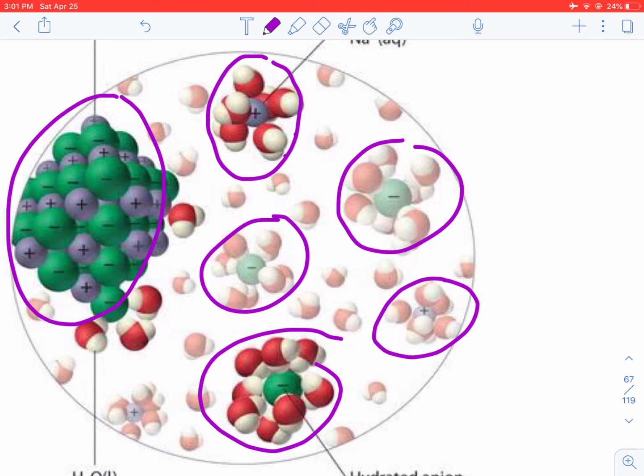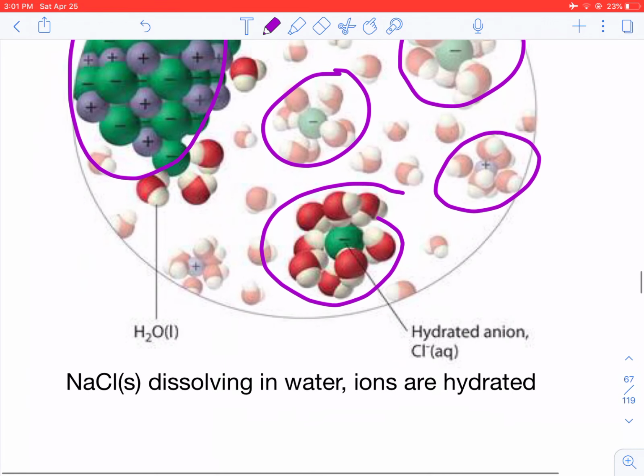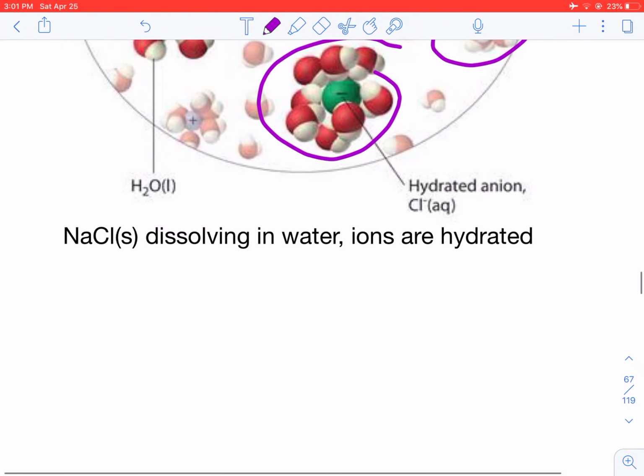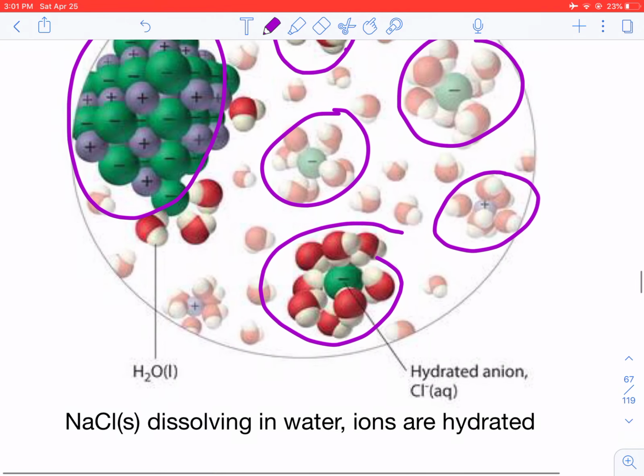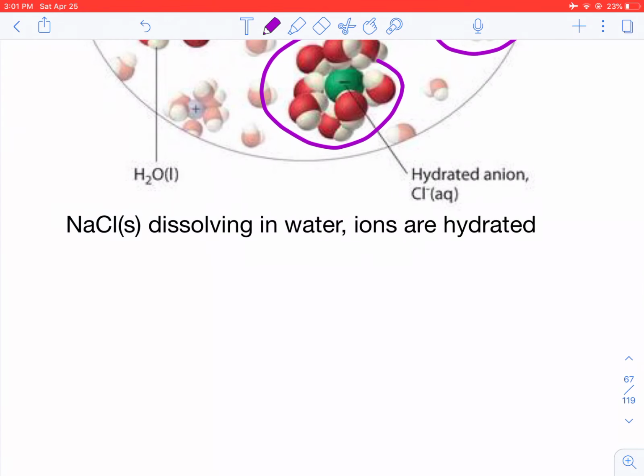Since the ions are hydrated, they do not recombine to form the solid again. This is how it dissolves, and this is how we interpret it. We say we've got sodium chloride, which is a solid.